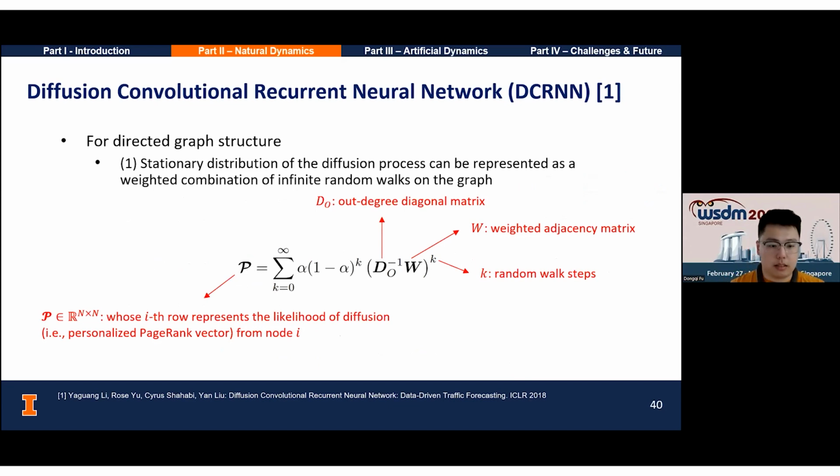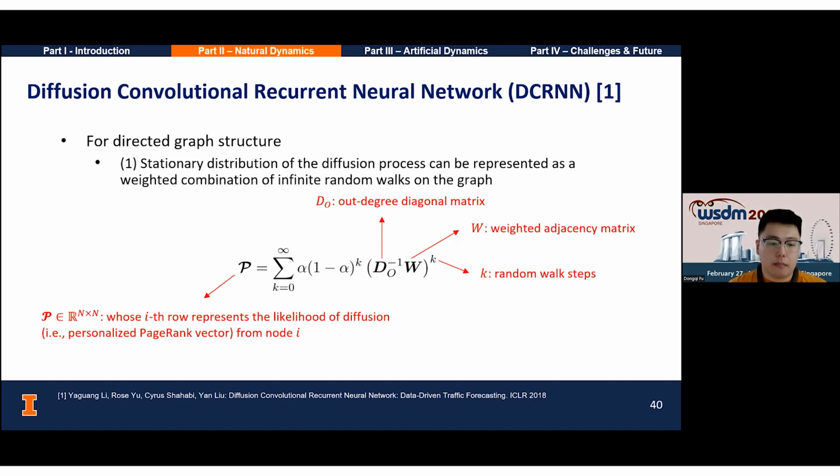Also, let's decompose this equation from the right-hand side to the left-hand side. The K here means the index of the random walk step, so we sum K from 0 to infinity to stand for walking randomly many more steps. The W here means, as we just discussed, the weighted adjacency matrix. And the D_O here means the out-degree diagonal matrix instead of the standard diagonal matrix, since here the graph structure is directed.